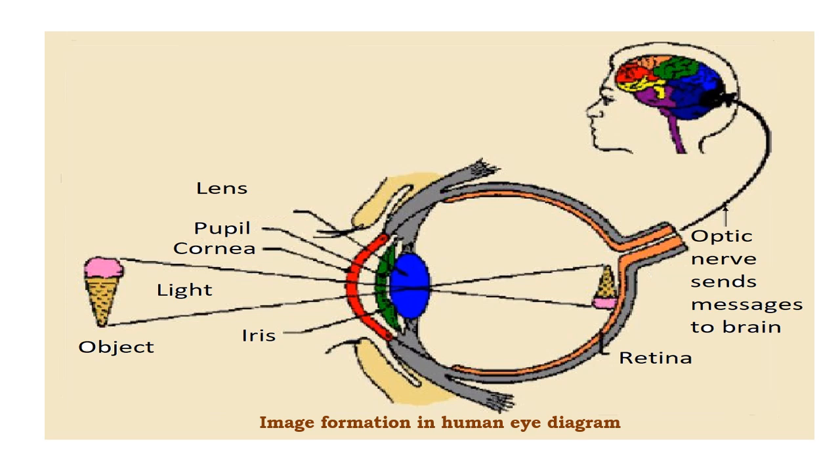The retina contains photoreceptor cells called rods and cones, which convert the light energy into nerve impulses. These impulses are carried to the brain through the optic nerve. The visual area of the cerebrum interprets these signals. Although the image formed on the retina is inverted, the brain perceives it as upright.